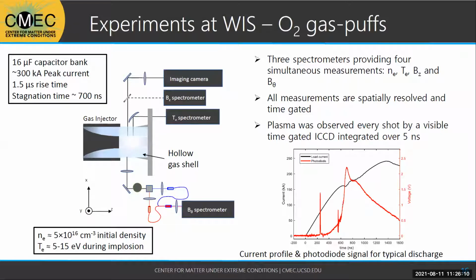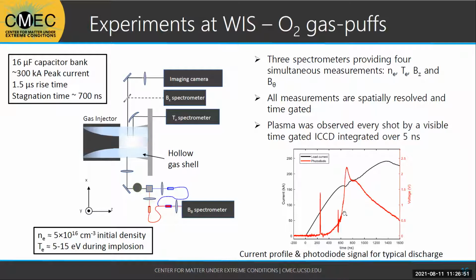spectrometers that are all time gated, and they can give you spatially resolved measurements. We also had an imaging camera that produced a picture of the plasma for each shot. Roughly, the densities here were initially about 5×10^16 per cubic centimeter, and the temperatures we estimated were between 5 and 15 eV during the implosion, just to give an idea of what kind of conditions we got here.